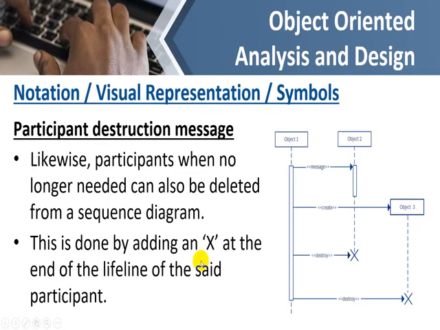Now if we check the participant destruction, we can say that object 1 and object 2 were talking. They were exchanging the messages. Then the create message sent by the object 1 created the object 3, and then object 1 sent a destroy message for the object 2, so its lifeline is no more. And then object 1 sent another destroy message to object 3. So in this manner, they destroy the lifelines.